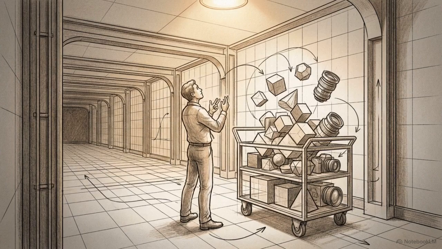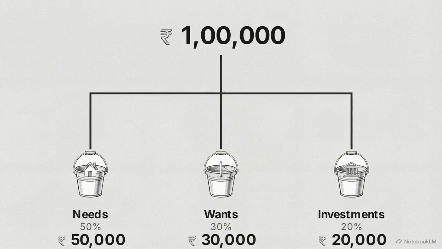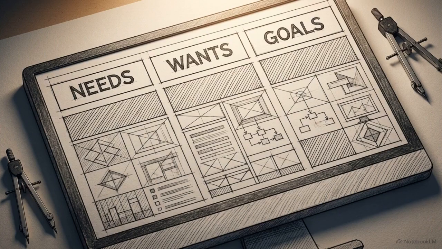Relying on mental math leaves you at risk of lifestyle creep. Building this structured blueprint forces you to capture your salary and physically direct it toward long-term security. Step 1 is establishing the 50-30-20 rule directly inside your open spreadsheet.